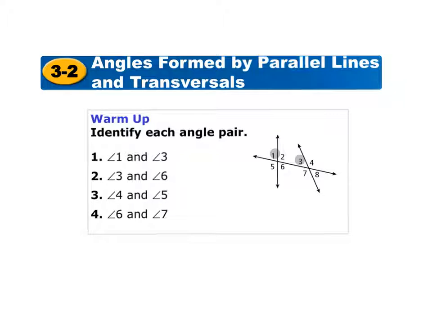So what would angle 1 and angle 3 be? Corresponding angles. Now let's look at angle 3 and angle 6. What would these two angles be? Alternate interior.